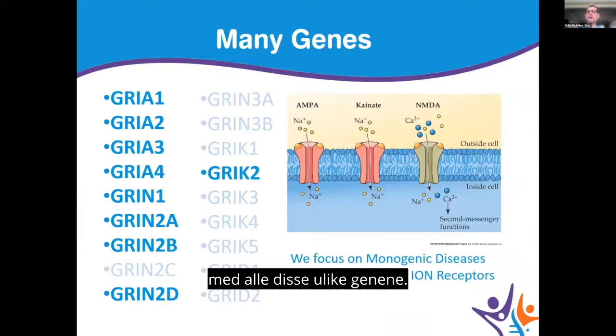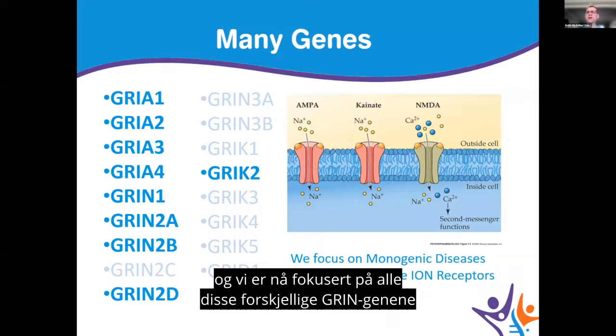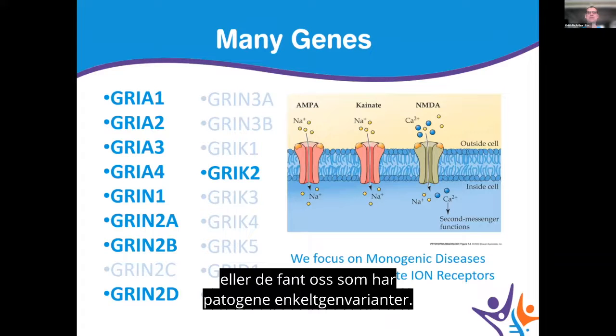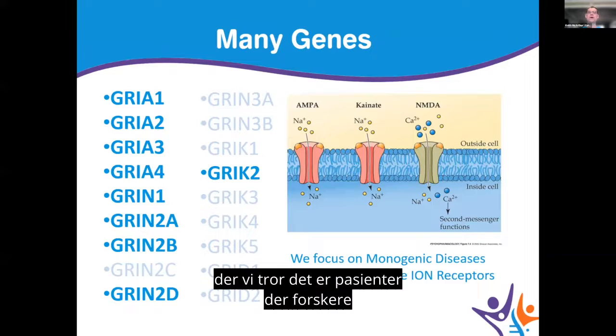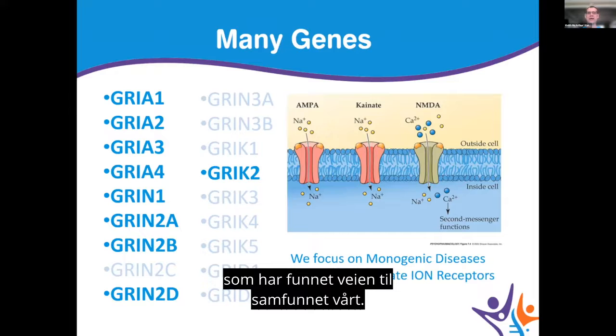We also are bringing together people with all of these different genes. So when CureGRIN was founded, we were focusing on the GRIN genes. But last year, as many of you know, we've expanded our reach and we're now focused on all of these different GRI genes and the AMPA, kainate, and delta receptors, as well as the NMDA receptor. So there's a list of all of the genes that could be involved. The ones in bold are where we have either found people or they've found us who have single gene pathogenic variants. There's a couple others on here where we believe there are patients, where researchers or clinicians believe that they've seen patients, but we're highlighting the ones that have found their way to our community.